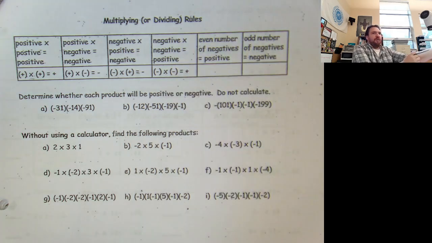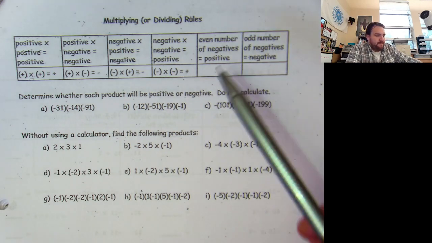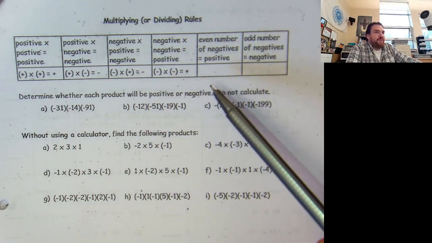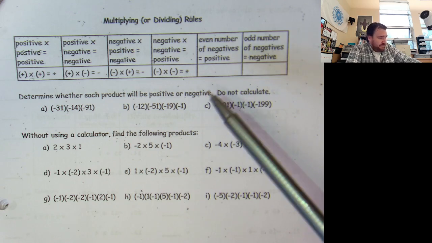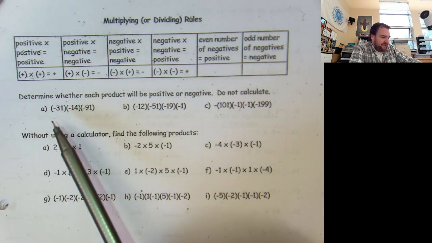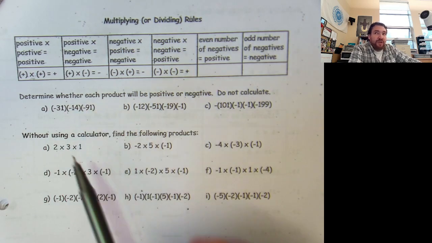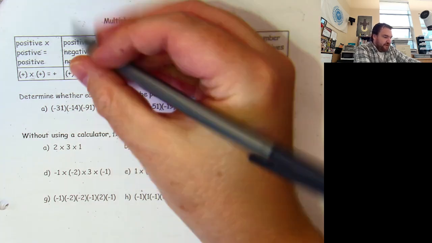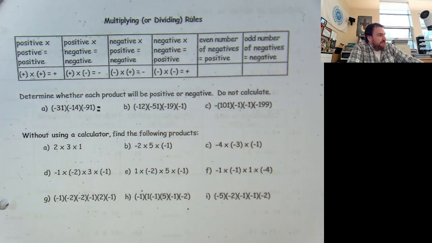But what if I'm multiplying a whole bunch of numbers together? What if I got like 3, 4, 5, 6 numbers in a row together? What do I do with positives and negatives there? So like something like this guy, I've got negative 31, negative 14, and negative 91. Without even multiplying all of those together, is that result going to be positive or negative? Negative. I heard 2 different answers. Which one of you is right? Dea? Negative.